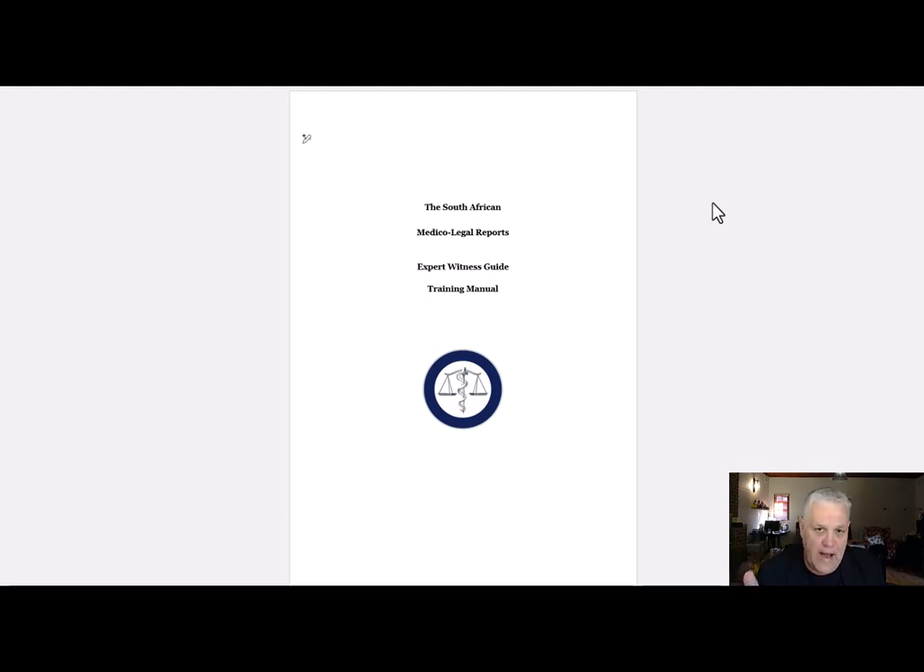It will equip either the expert witness or the legal representative with a powerful amount of information to understand what it is that they're doing when they're dealing with evidence, when they're preparing for court, and when they're presenting in court. So we're going to start with the front page of the South African Medico Legal Reports Expert Witness Training Manual.